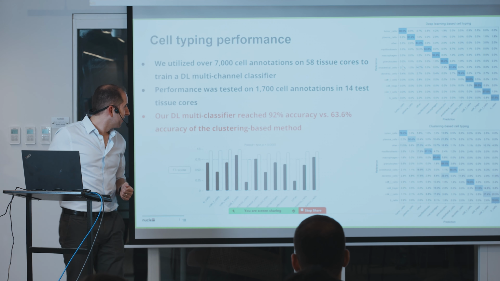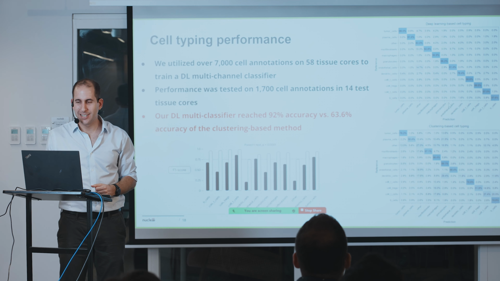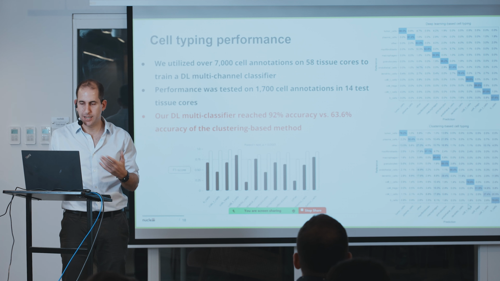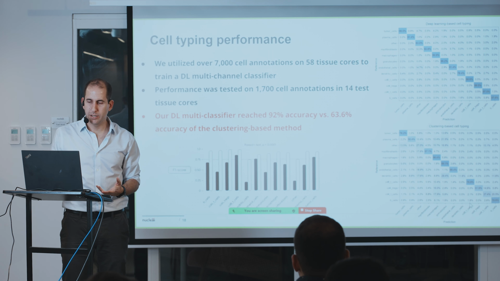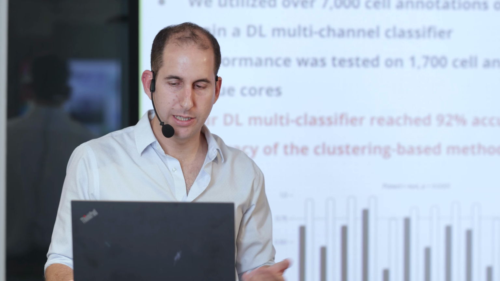And I know it's very hard to see here, but we got very good accuracy in all of the cell types, whereas in the clustering-based methods, there were some cell types that had really bad performance, such as rare cells like dendritic cells.